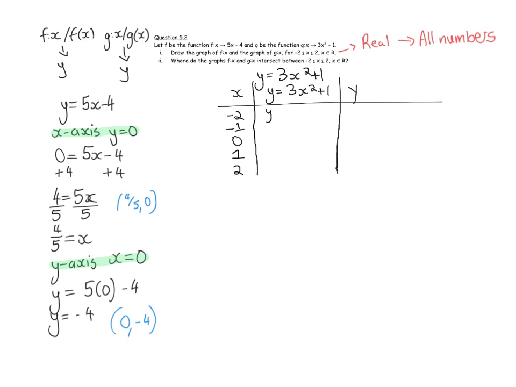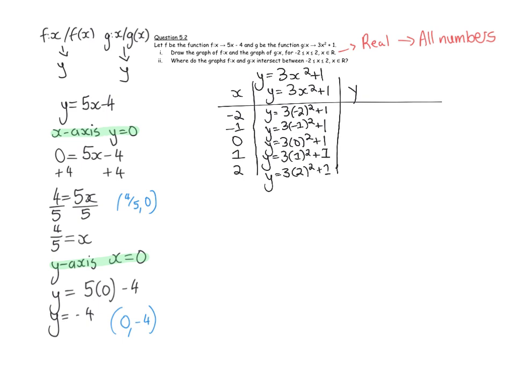So this will become y is equal to 3 times minus 2 squared plus 1. Y is equal to 3 times minus 1 squared plus 1. Y is equal to 3 times 0 squared plus 1. Y is equal to 3 times 1 squared plus 1. Y is equal to 3 times 2 squared plus 1.